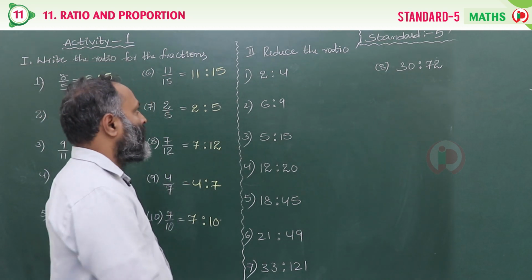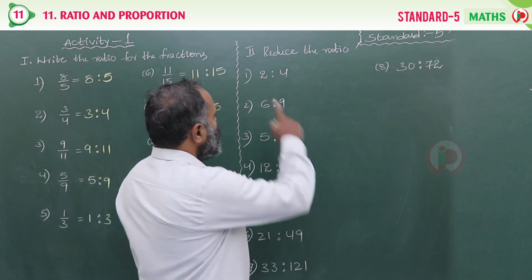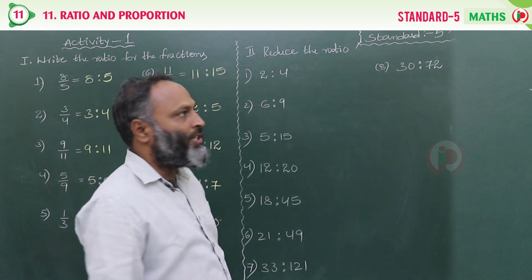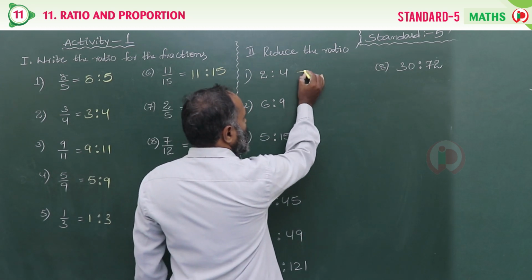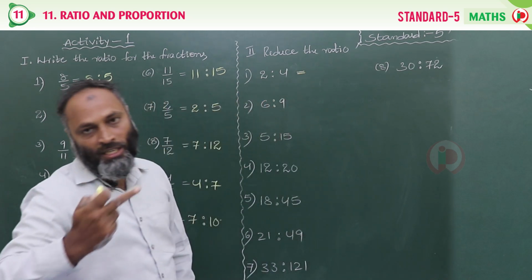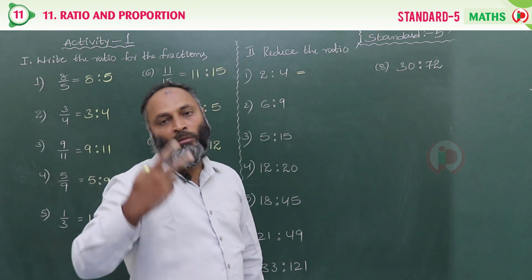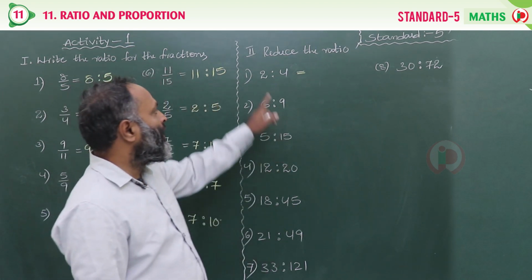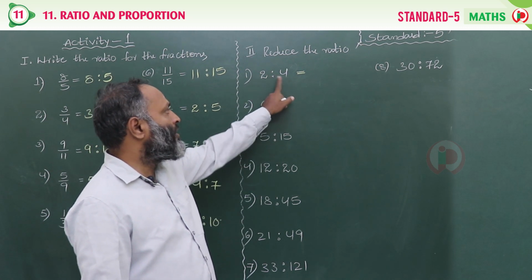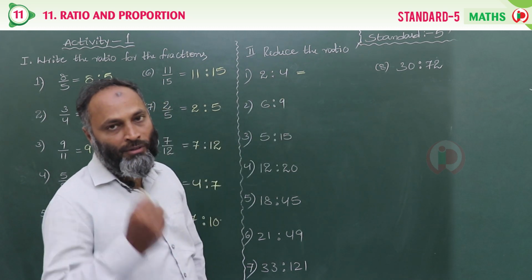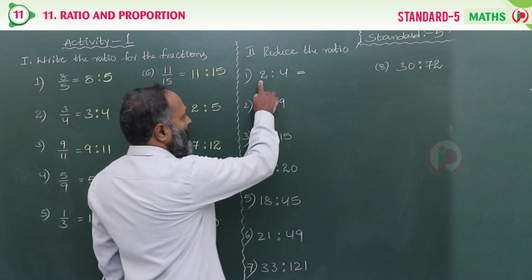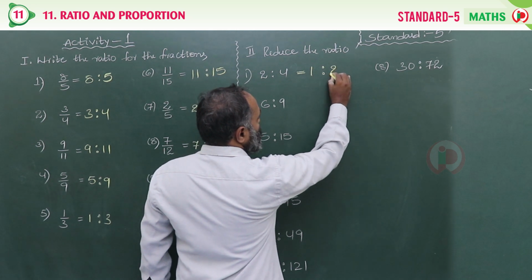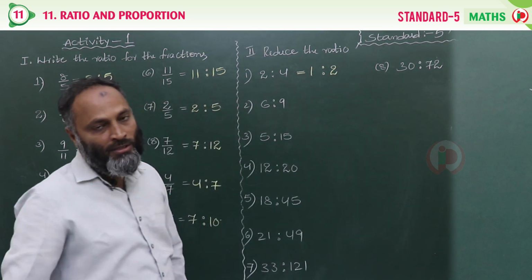Now in these, what is being asked is to reduce the ratio. How to reduce this ratio? See here, first you should look at the ratio and decide what the common factor is in the given ratios. Here 2 is to 4. These two are even numbers, they have common factor 2. 2 ones are 2, 2 twos are 4. That is 1 is to 2.